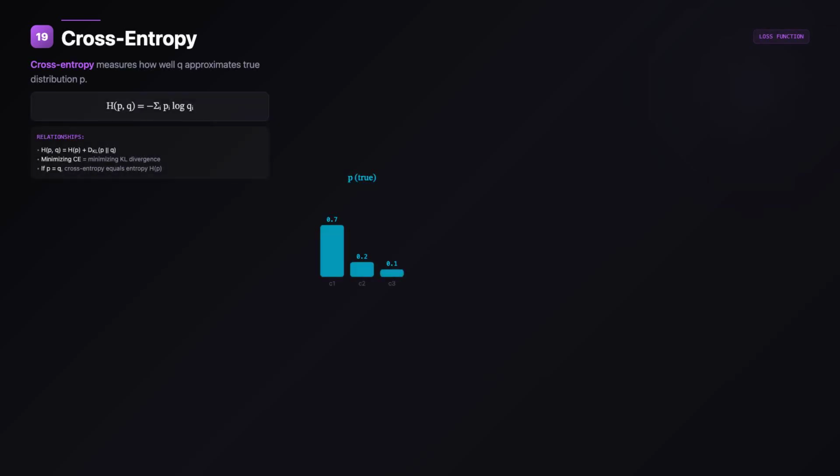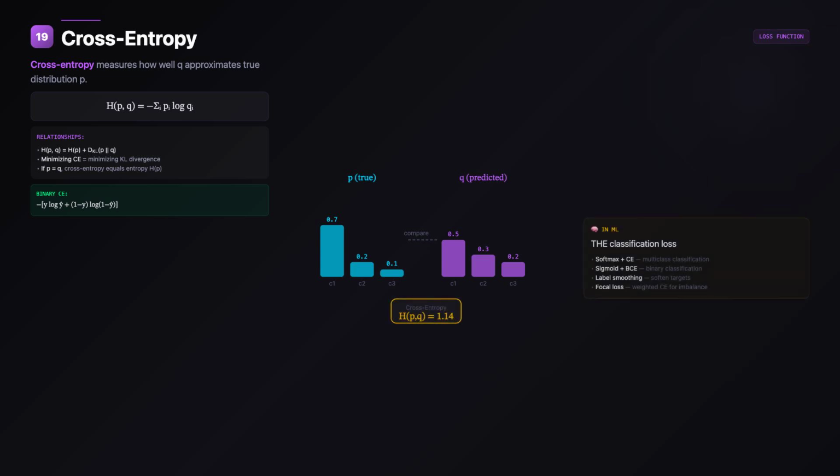Cross-entropy measures how well Q approximates P. It equals entropy plus KL divergence. Softmax followed by cross-entropy, the classification loss. This is the loss function for training classifiers.